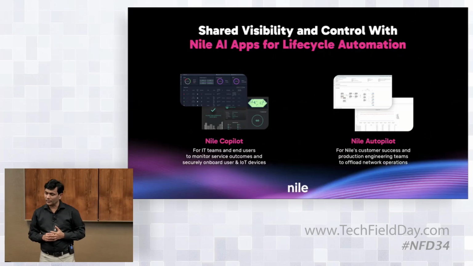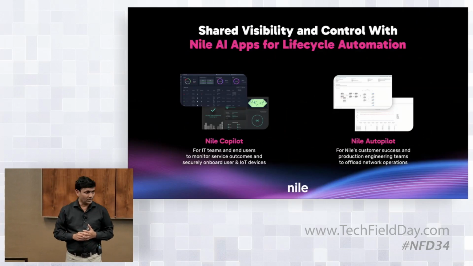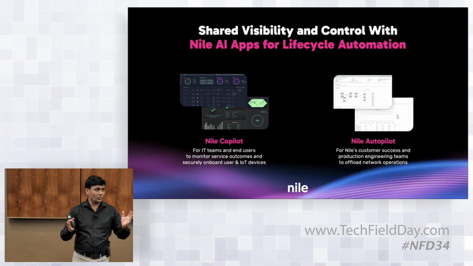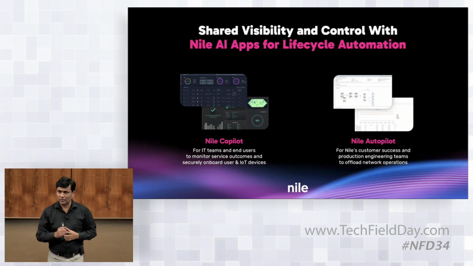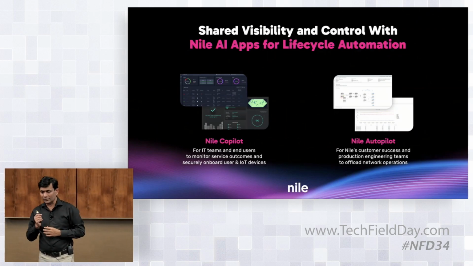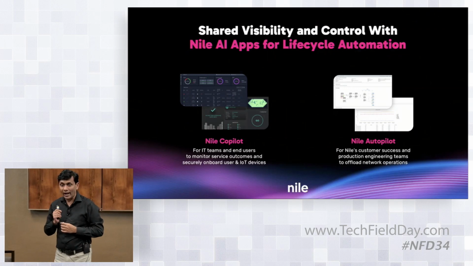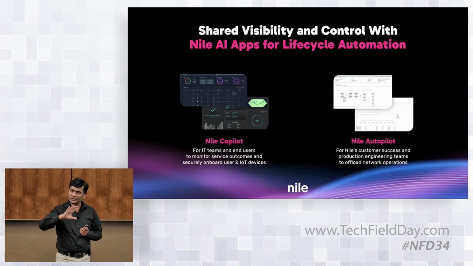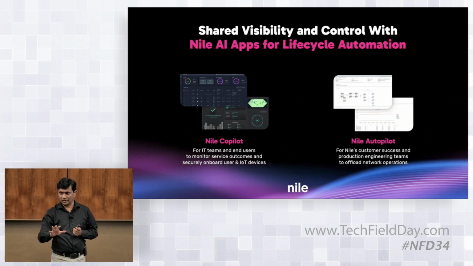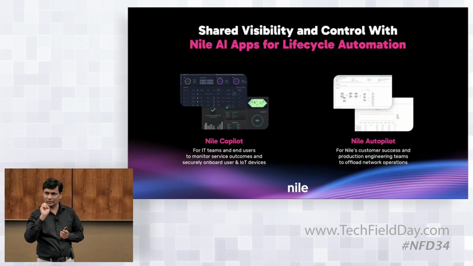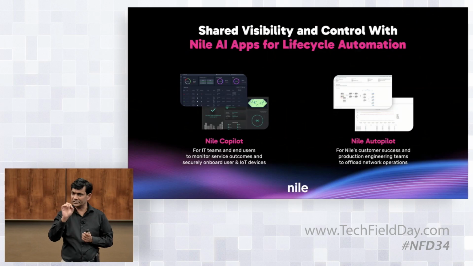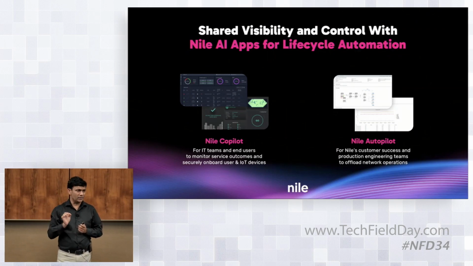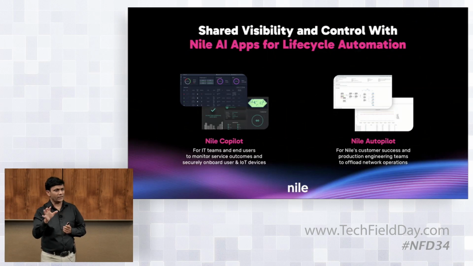We built Copilot applications as well as autopilot applications. So Copilots are meant for an IT administrator who wants to know what's happening at the Nile Service Block or at the service. The IT administrator can log in and see not just the Nile Service Block, but also everything around it: the applications, the end user devices, the infrastructure, the RADIUS, DHCP, DNS. This is one place where they can get complete visibility associated with the Nile service.